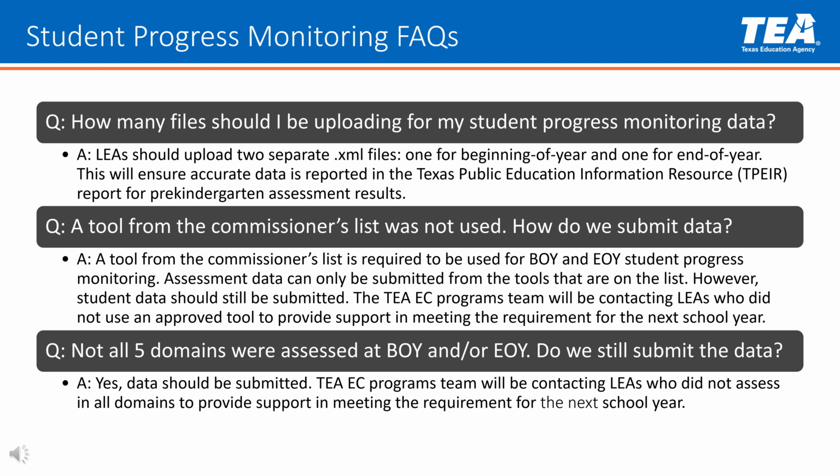Question: a tool from the Commissioner's list was not used. How do we submit data? Answer: a tool from the Commissioner's list is required to be used for beginning of year and end of year student progress monitoring. Assessment data can only be submitted from the tools that are on the list. However, student data should still be submitted even if assessment data cannot. The TEA Early Childhood Programs team will be contacting LEAs who did not use an approved tool to provide support in meeting the requirement for the next school year.